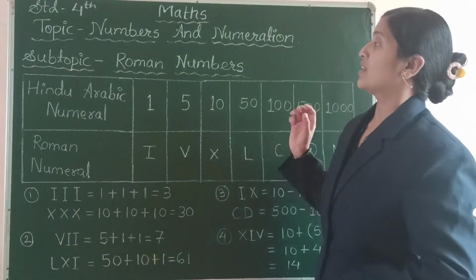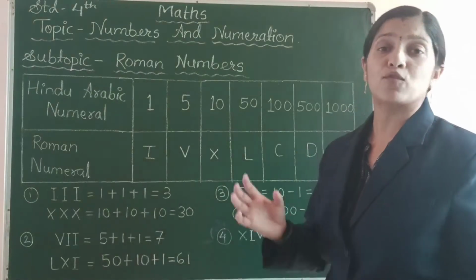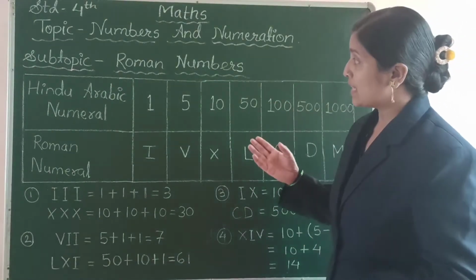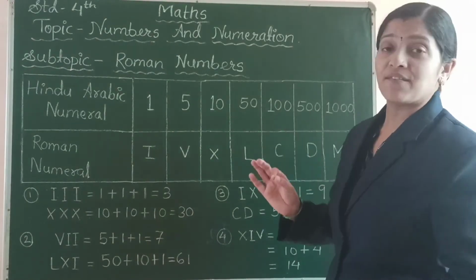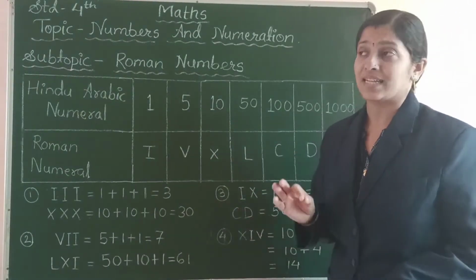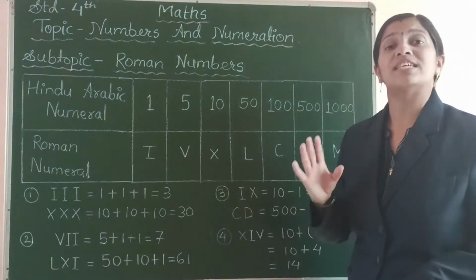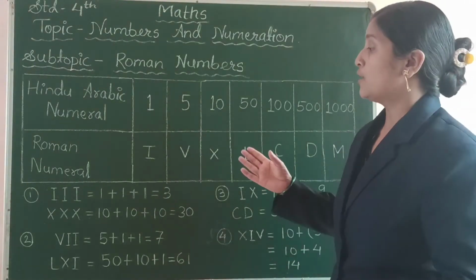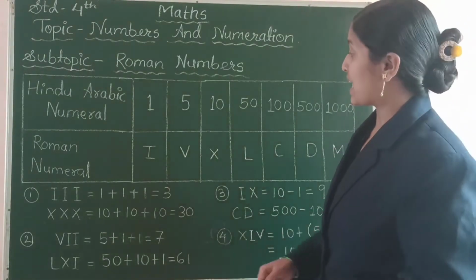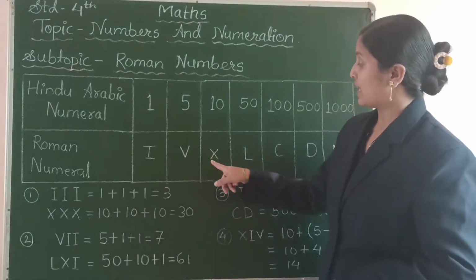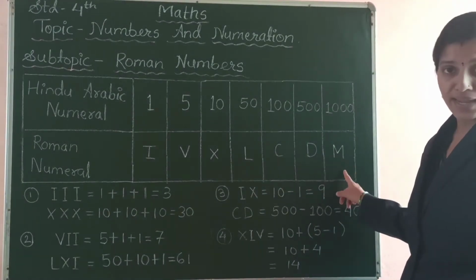These numbers were developed by the Romans, that is the people from Rome, and these Roman numbers are based on only 7 English alphabets. That is, the Roman people made use of only 7 English alphabets in forming the Roman numerals. The 7 alphabets are I, V, X, L, C, D and M.